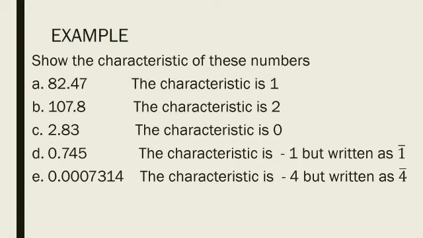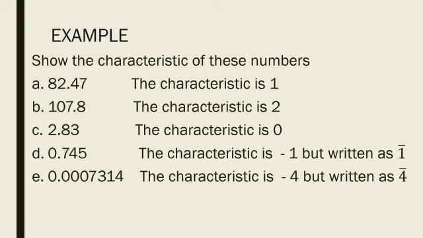Then the D, we have 0.745. The first significant digit there is 7 after the decimal point. 0 is not a significant digit. So the first significant digit in the D is 7, and it is 7 over 10. Because it is 10, the characteristics is 1, since 10 has 1 zero. But because it is after the decimal point, it is negative. And under the logarithm, it is written as bar 1, not -1.